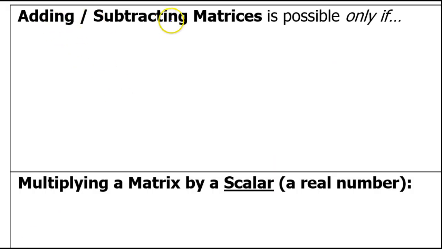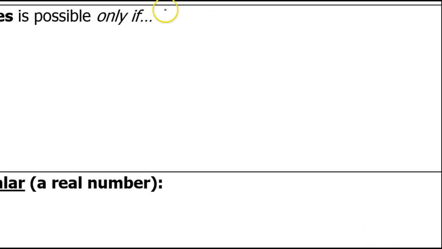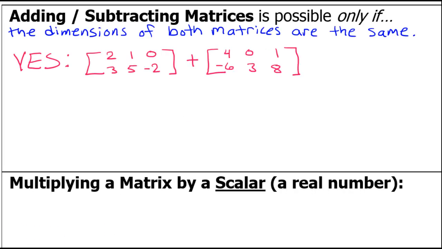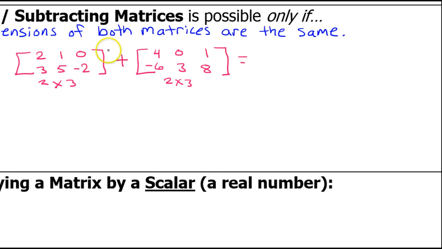Let's talk briefly about adding and subtracting matrices. Adding and subtracting matrices is only possible if the dimensions of both matrices are the same. For example, yes, you can add this matrix with this matrix because this is a 2x3 matrix, two rows, three columns, and this is also a 2x3 matrix, two rows, three columns. And by the way, the easy way that you add two matrices is you simply add the corresponding elements, just like you would think. So I would add the 2 and the 4.